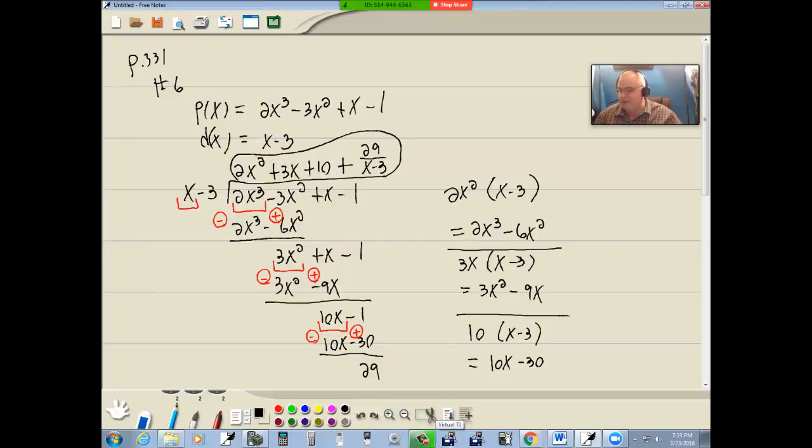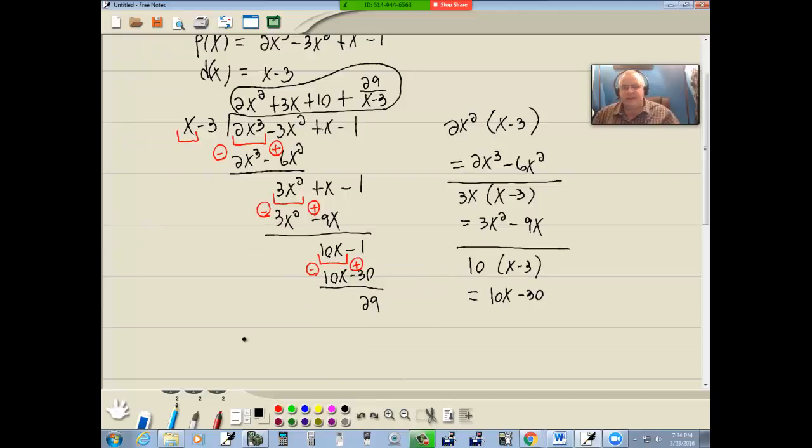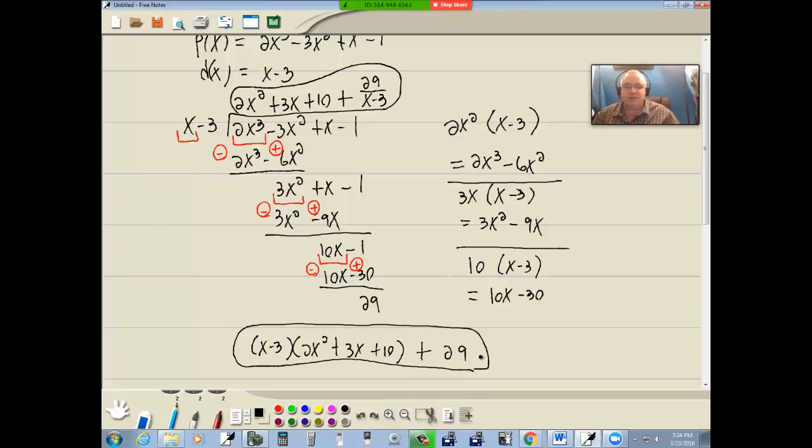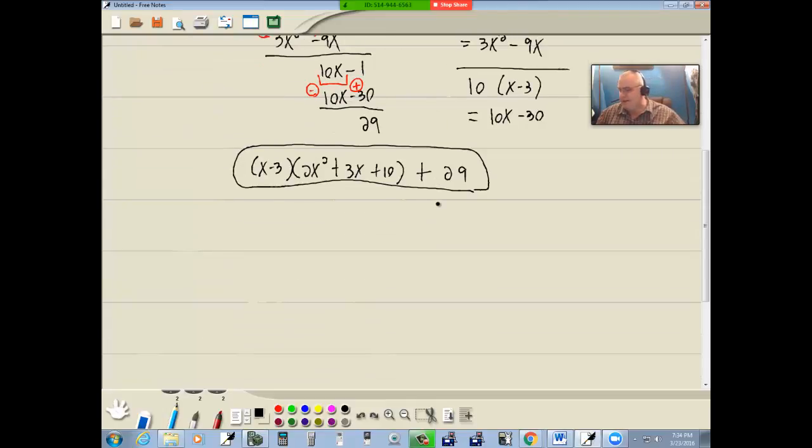The book wants you to write it a little bit different. They want you to write it as your d of x, which is x minus 3, times whatever's on top, which was the original 2x squared plus 3x plus 10, plus your remainder, so plus 29. So that's how the book specifically specifies it. I like this form the best, but again, it's the online homework, the form that they want you to enter it as. Now I'm not going to actually work this problem, but let me show you the setup.